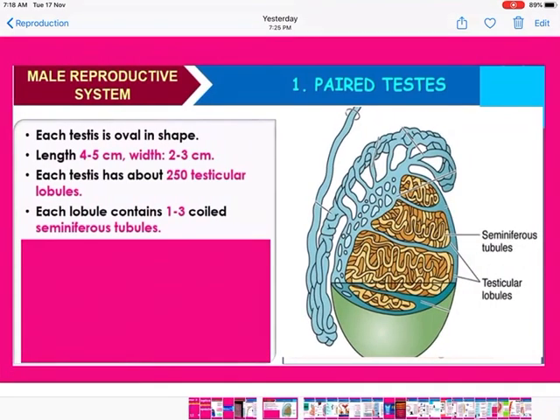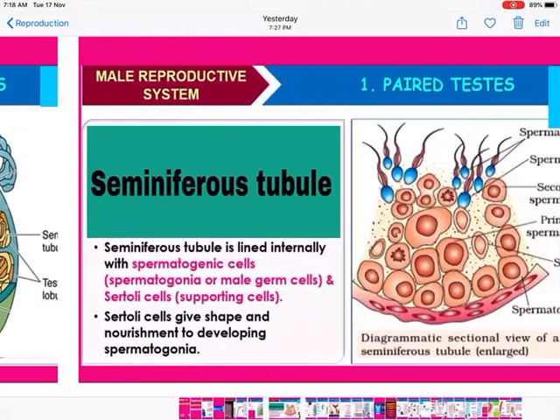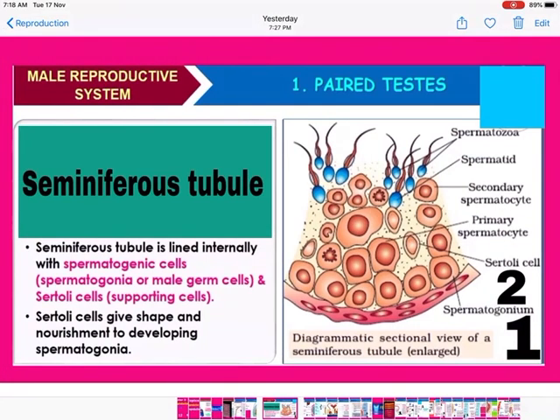Now, the internal structure of testes. Each testis is oval in shape. Length is 4 to 5 centimeter and width is 2 to 3 centimeter. And testes contain 250 testicular lobules. You can see the diagram. See the labeling, testicular lobules are shown and each lobule contains 1 to 3 coiled, shown in brown color, 1 to 3 coiled seminiferous tubules. And in the seminiferous tubules, what is present?